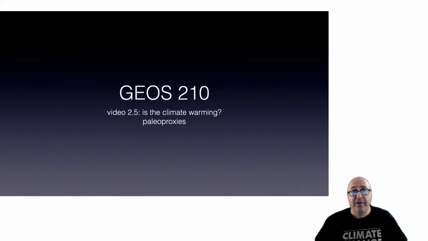Howdy, students. When you use a thermometer to measure temperature, it tells you what the temperature is now. There's no way to use a thermometer to figure out what the temperature was 1,000 years ago. All the measurements we talked about in the previous videos are like this. They are direct measurements that only tell you what the temperature is at the moment the measurement was made.